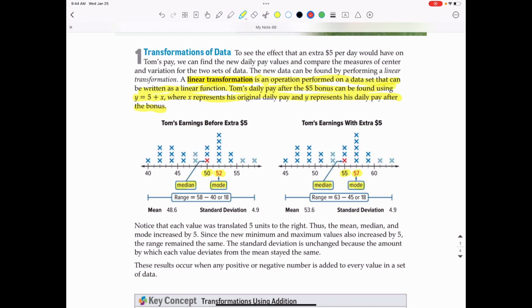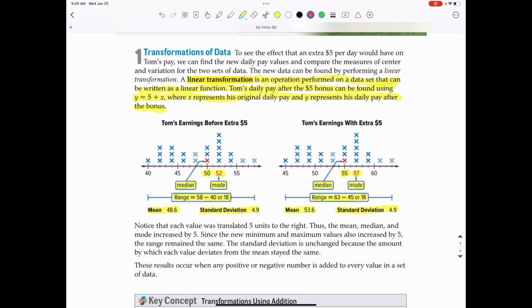And it is also true for the mean. His mean wage was 48.6, that would represent $48.60. If we add 5 to that, we would get the new mean of $53.60, 53.6. But notice that the ranges and the standard deviations are exactly the same. The range of the old data set is 18, and the range of the new data set is also 18. Standard deviation is 4.9. When you add $5 to everybody, its standard deviation is still 4.9.